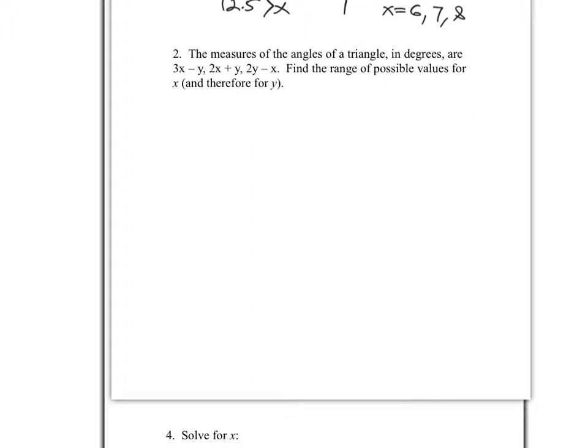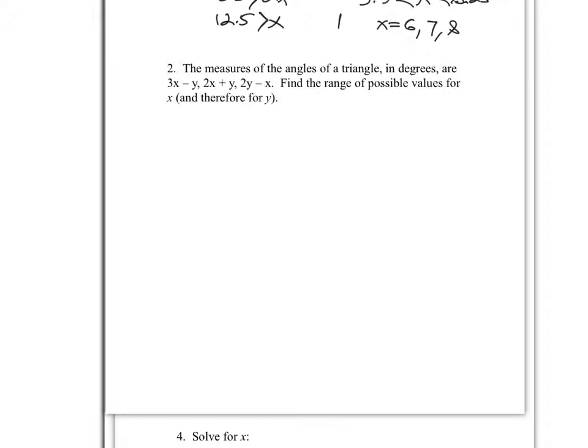Okay, we're told that the measures of the angles in degrees are 3x minus y, 2x plus y, 2y minus x. So since this is in a triangle, we know that the angles have to sum to 180. So we can say that 3x minus y plus 2x plus y plus 2y minus x has to equal 180.